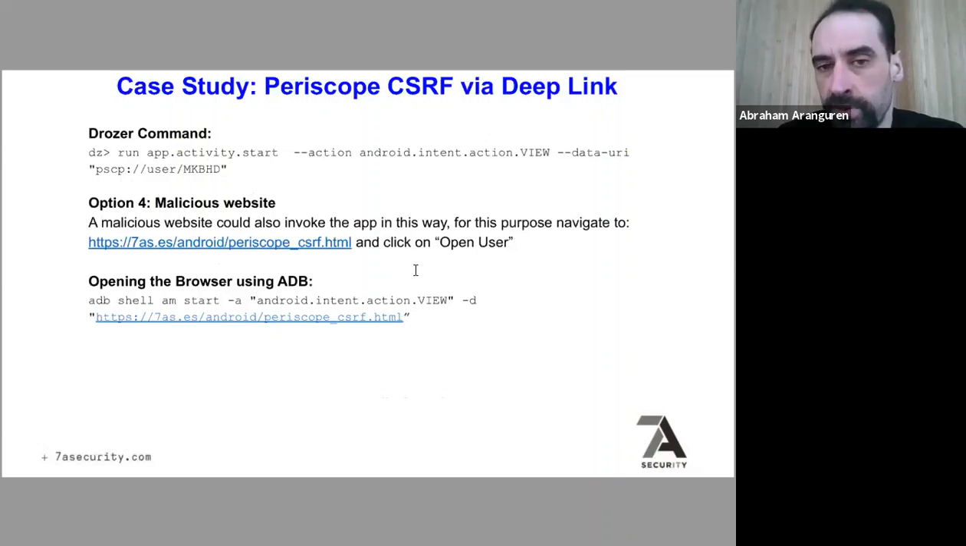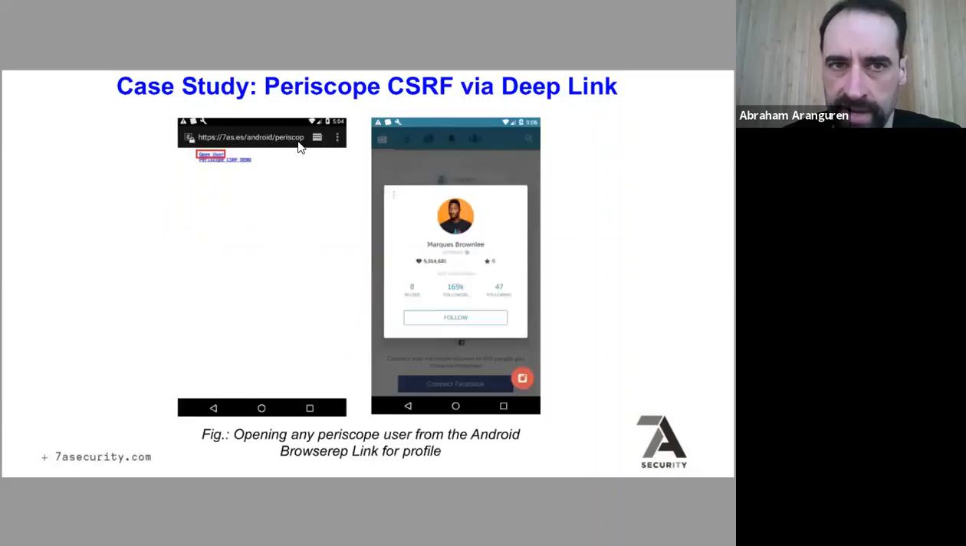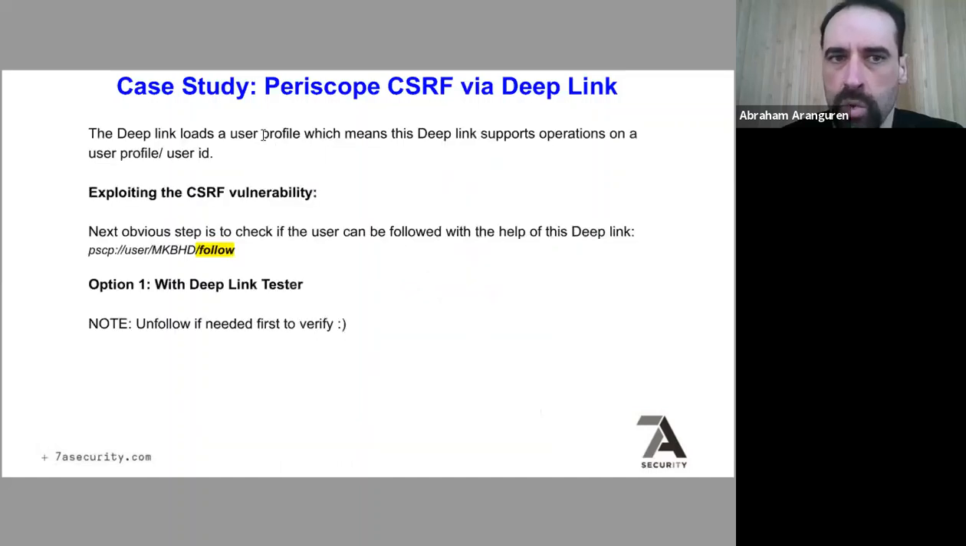And then since the application is vulnerable and the vulnerable activity is browsable, this means that using the Android browser, we can also exploit this, right? So for this, you can just open this link on the Android browser. And then when you click on open user, this will open the user profile, but directly from the Android browser, right? You can also run this command to open the Android browser in your device. So basically you will have something like this, the Android browser, you click on open user, and this is going to open the profile, right? So we achieve all that with the deep link, just like that.